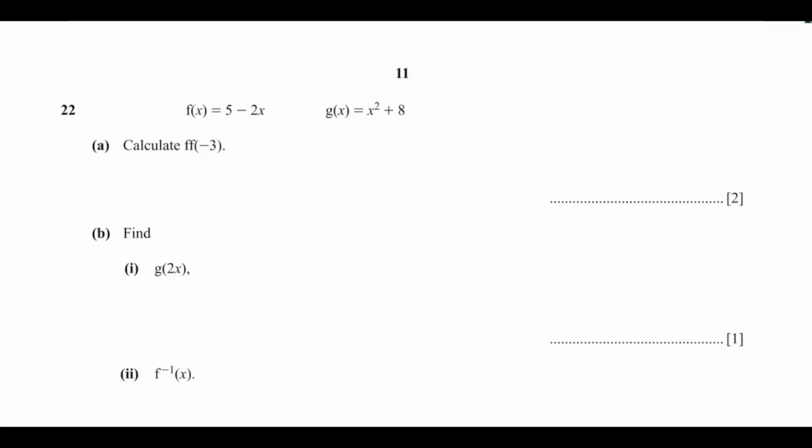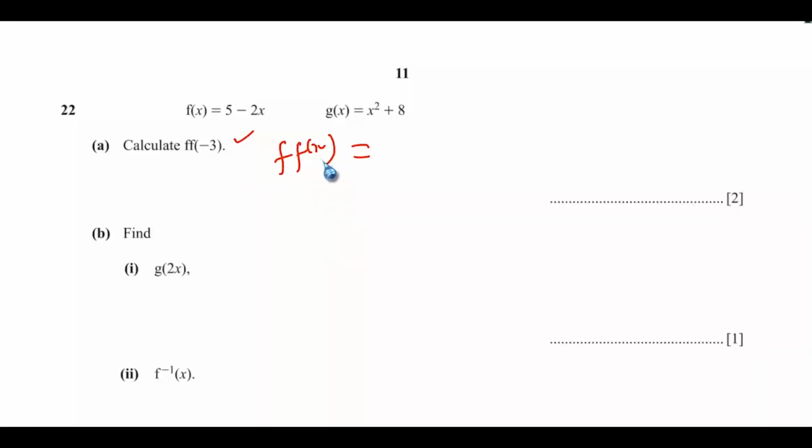So let's look into the first question. This is question 22 of paper 058021 May June 2018. f(x) equals 5 minus 2x. g(x) equals x squared plus 8. Calculate ff(-3). So this is a composite function. So you need to find ff(x) before you can find ff(-3).